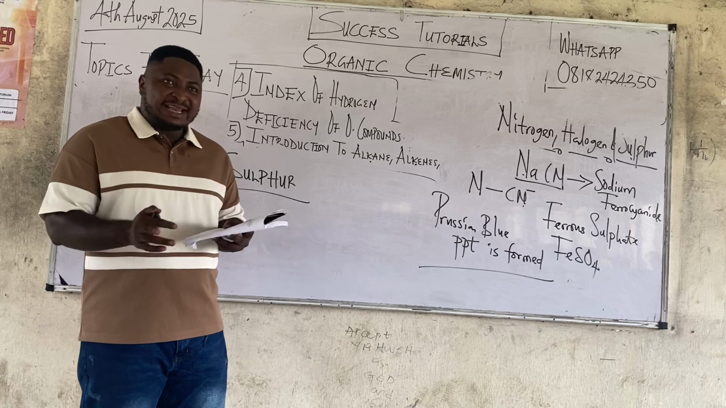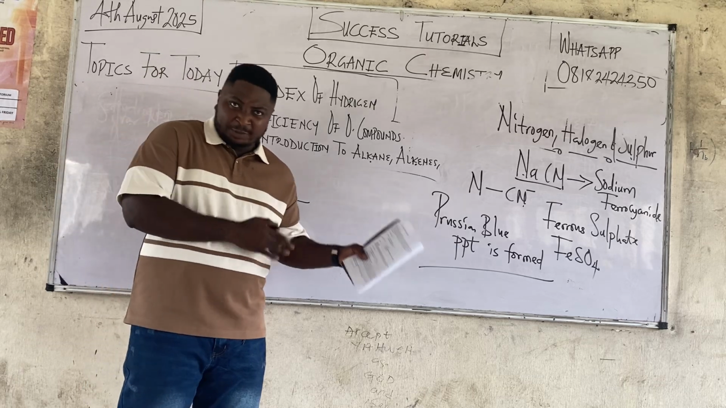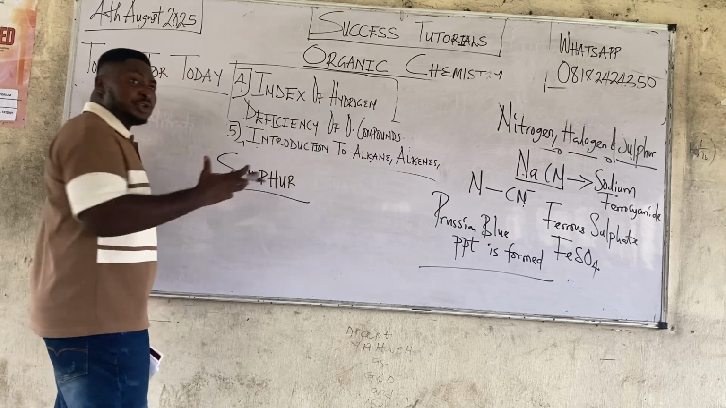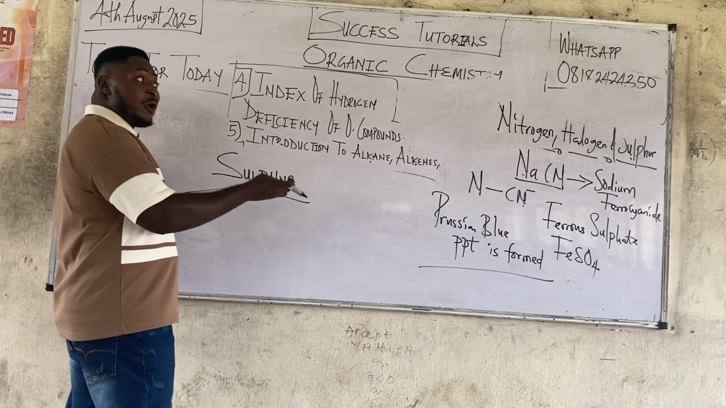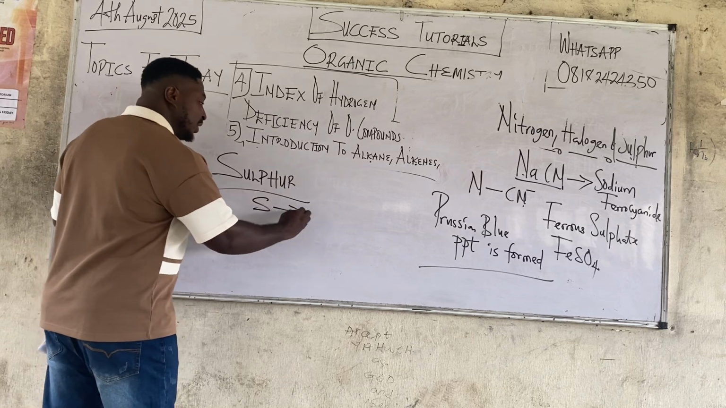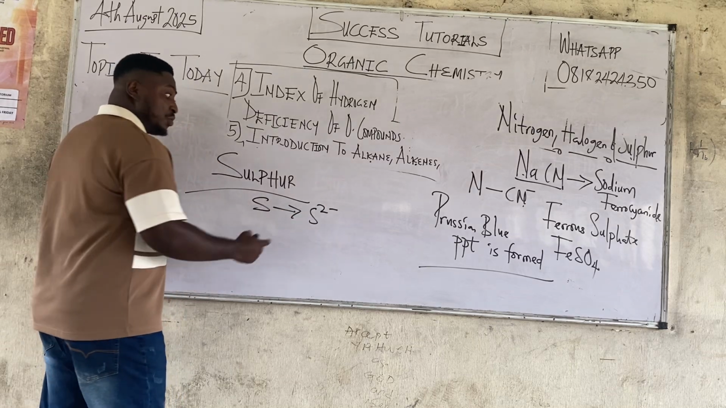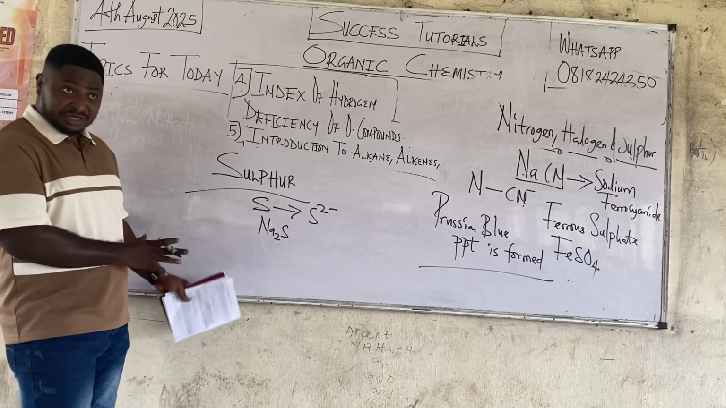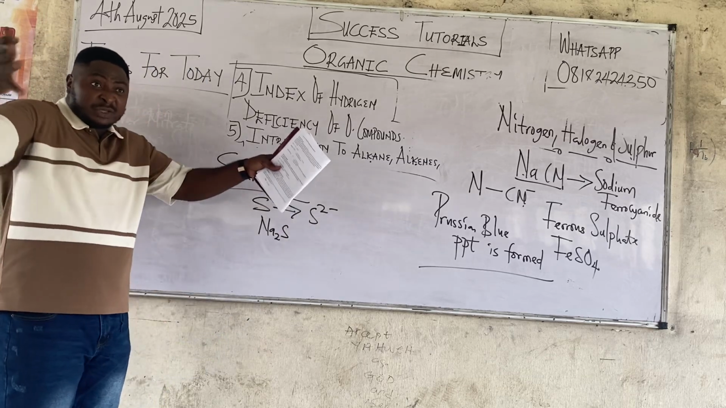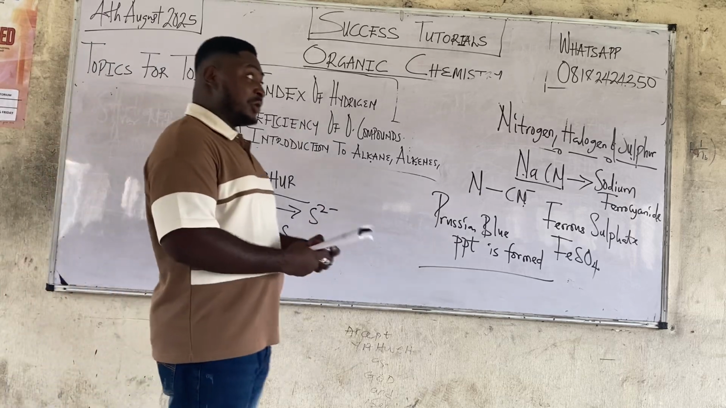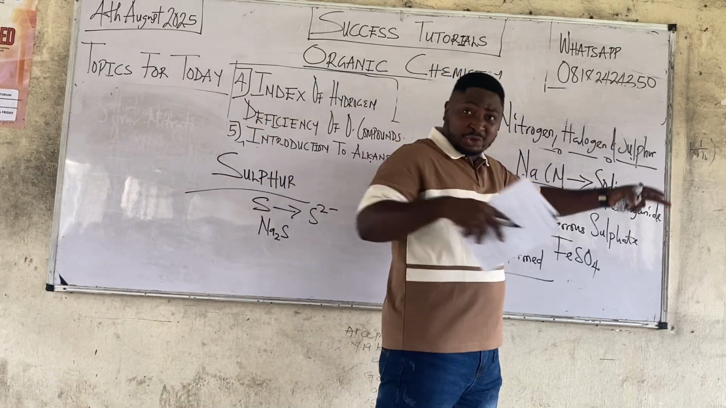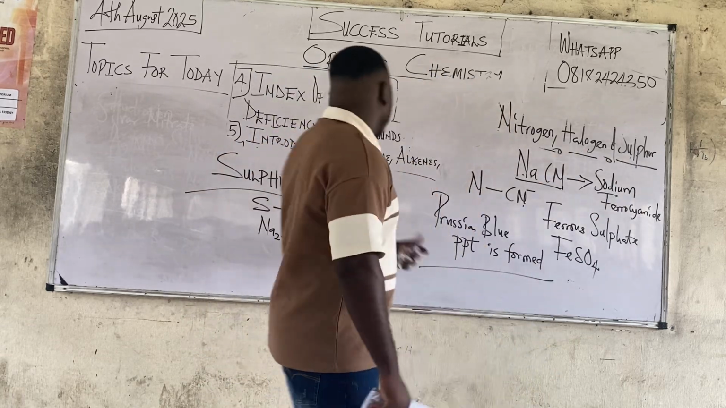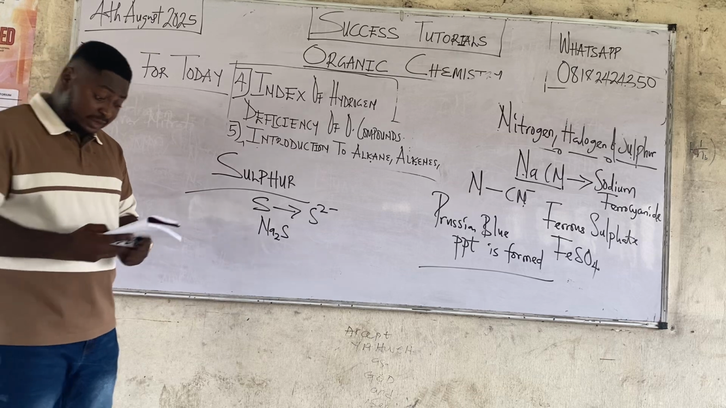Where did sulfur's journey end before we want to confirm it now? Sodium sulfide, right? So we introduce sodium to the organic compound. Sulfur comes out as sulfide, S2-, which reacts with the sodium to form sodium sulfide, Na2S. Why am I reminding you? Because we tested for nitrogen, halogen, and sulfur together by introducing sodium. So nitrogen came out as cyanide, halogen as halide, and sulfur as sulfide. Now let's continue sulfur's journey.